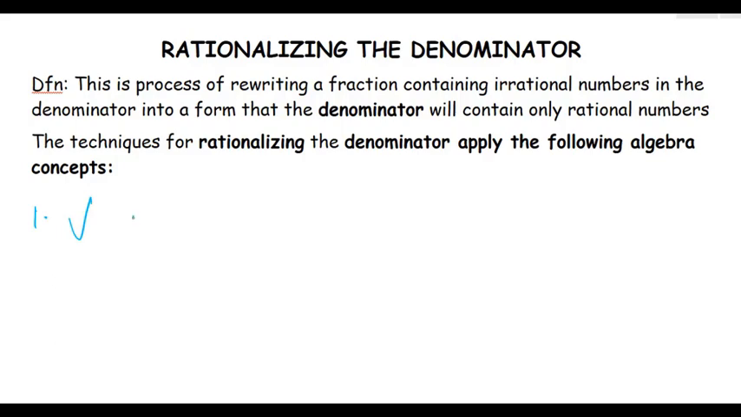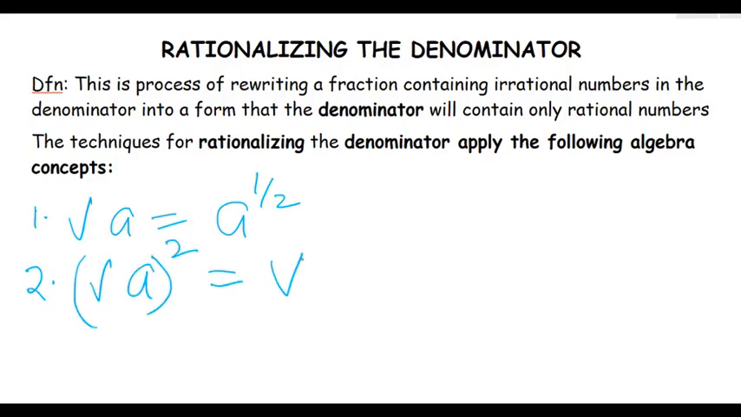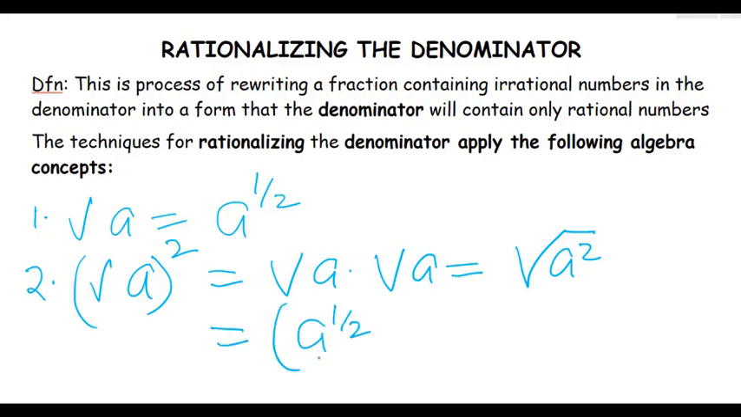1. Root of a is also equal to a raised to the power a half. Idea number 2, if you have root of a everything squared, this is equal to root of a multiplied by root of a, which can further be written as root of a squared. And since root of a is the same as a to the power a half, this can be written as a to the power a half, everything squared. And by the third law of indices, this is equal to a raised to a half multiplied by 2, which is equal to a to 1.